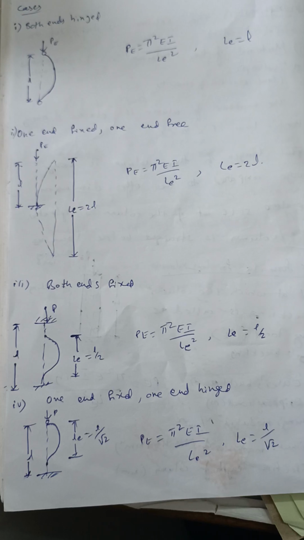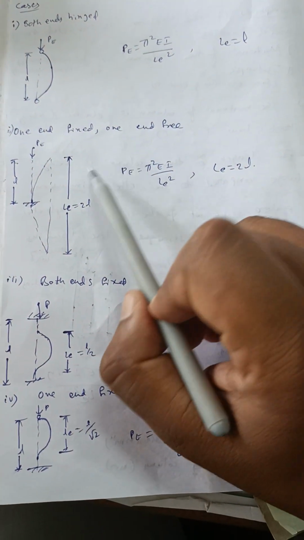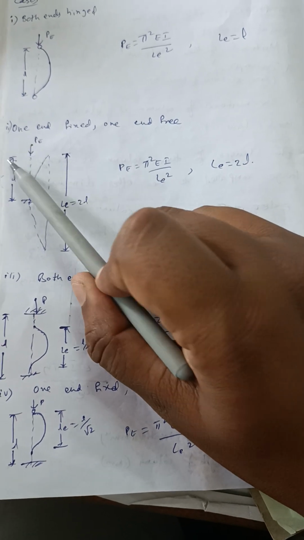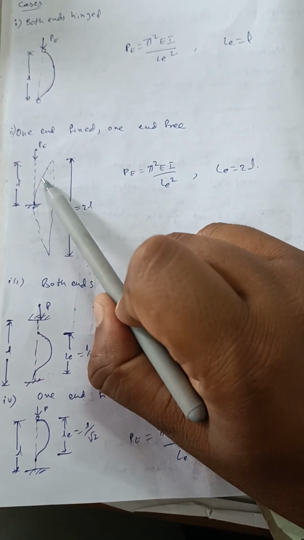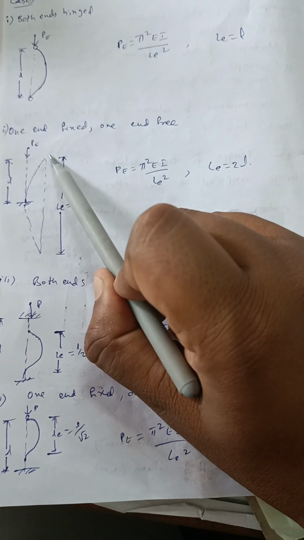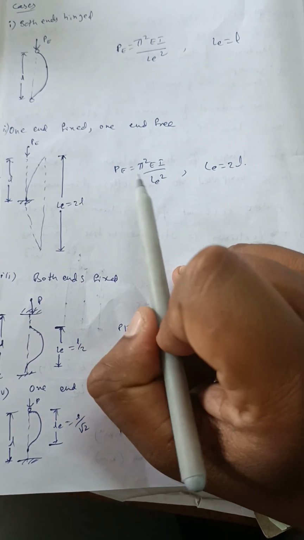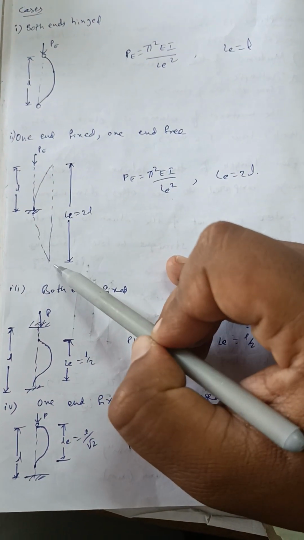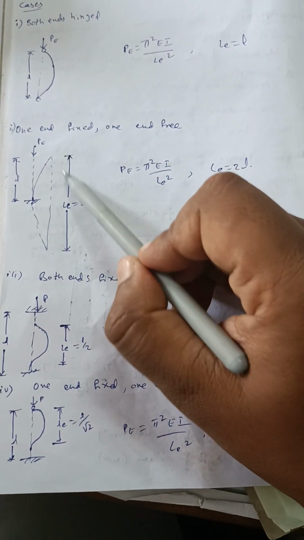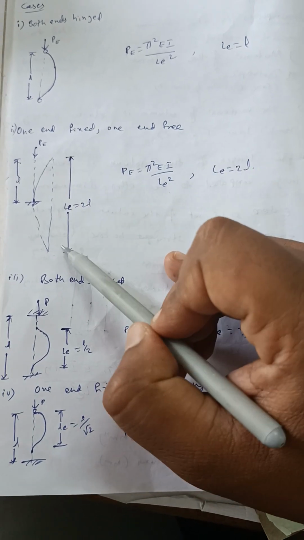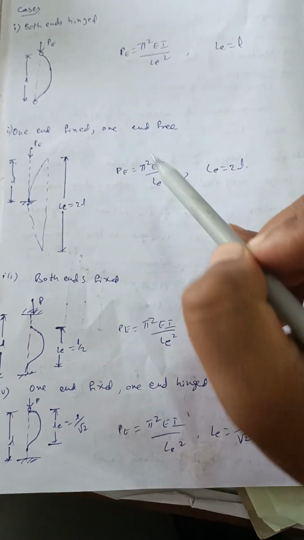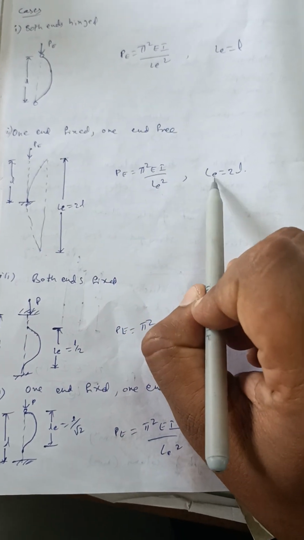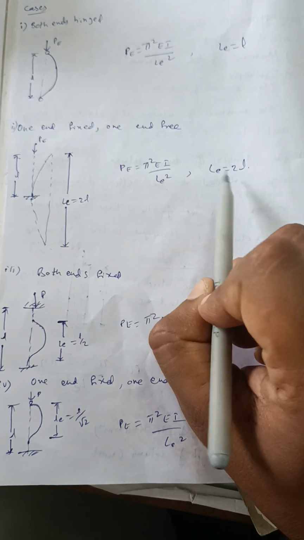Next case, one end fixed and one end free. This is the load PE, and this is the original length. The column will deflect in this way. Now what is the LE value in Euler's formula? Let me extend this and join it. So this is your effective length LE, which is equal to 2 times L. So if the question is given as one end fixed and one end free, in the place of LE you have to take the 2L value.